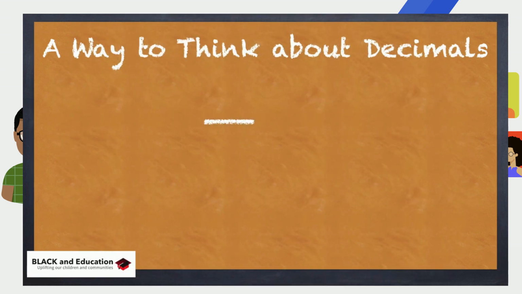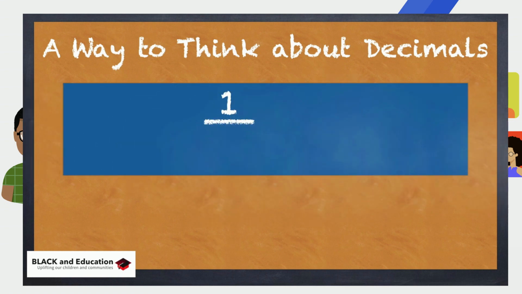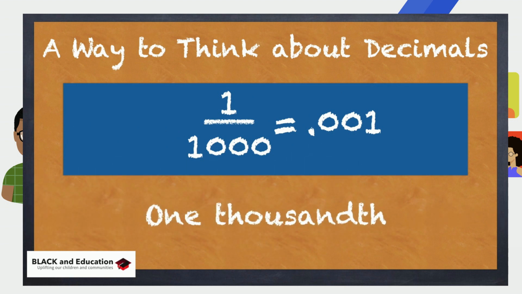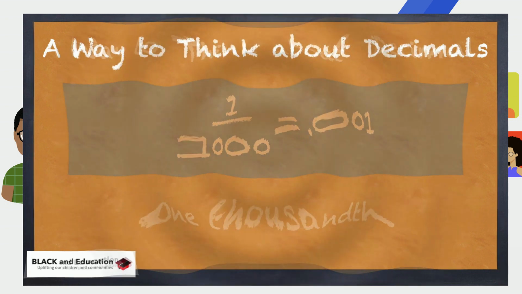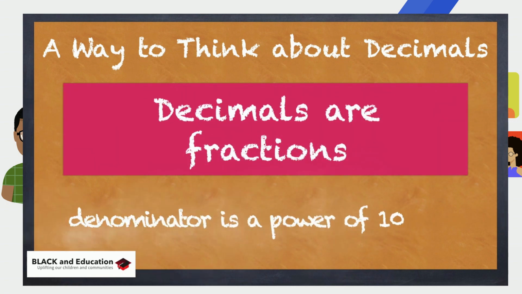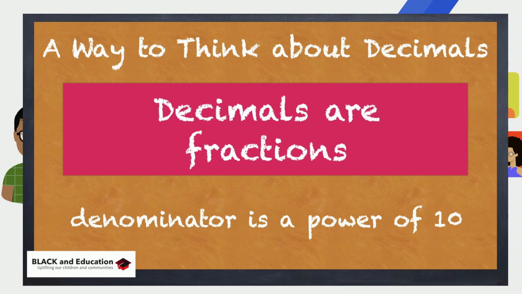And let's look at 1 divided by 1,000. What is that going to be? 1 divided by 1,000 is going to be equal to 0.001. So that's going to be 1,000ths. So when you think about a decimal, really think about it like it's a fraction. It's a way to represent a fraction in a different way. You're really thinking about a fraction where the denominator is a power of 10. That's what a decimal is.